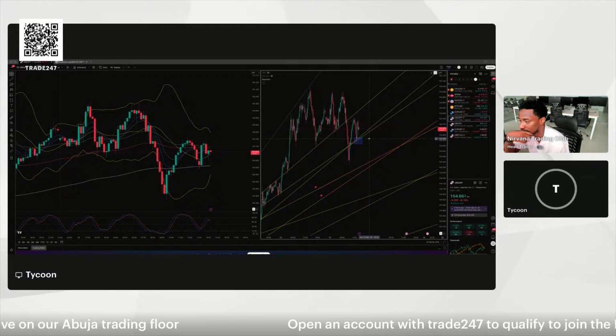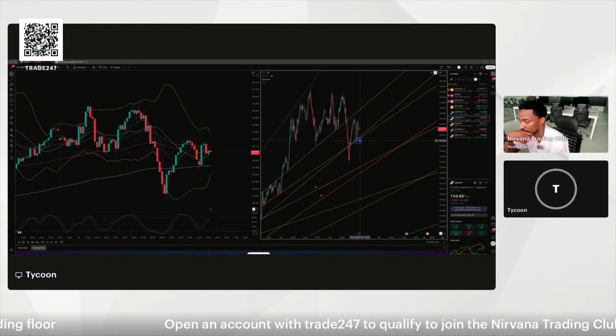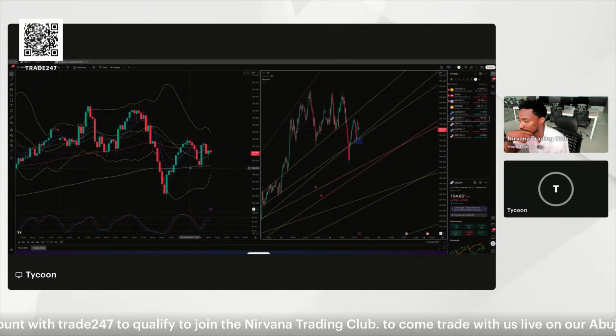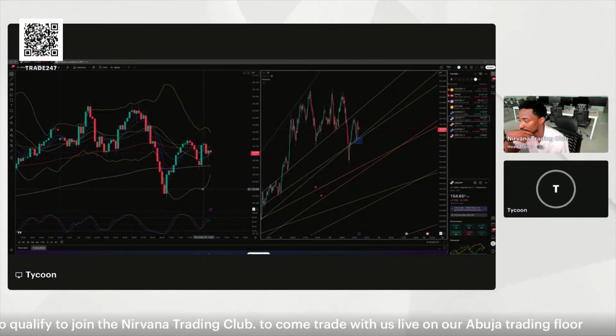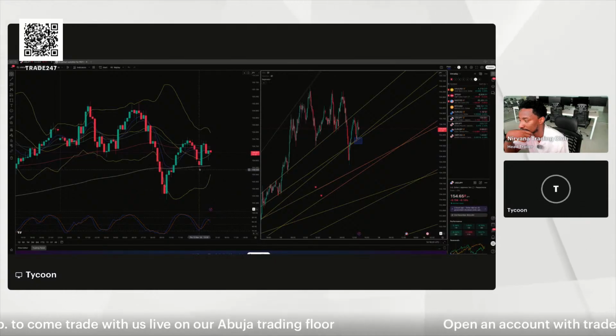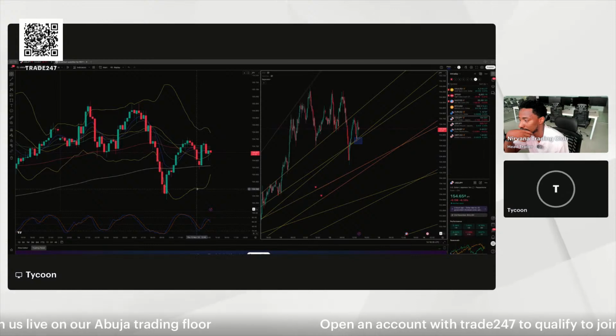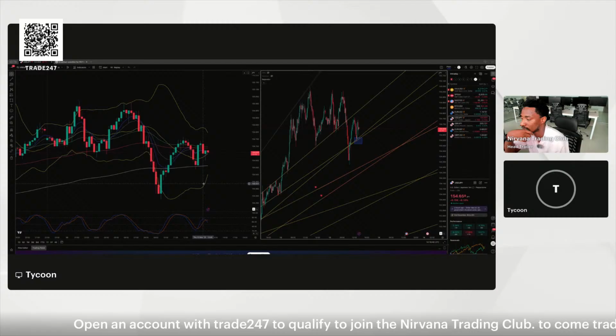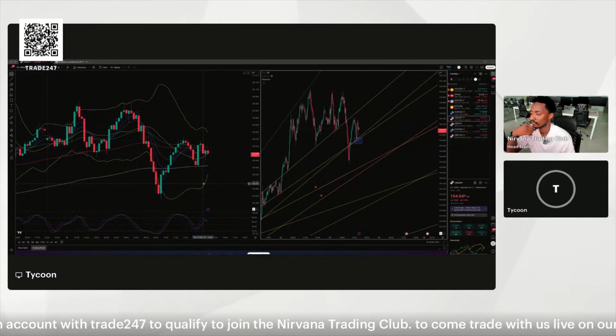The only reason I didn't take this trade was that I usually will not take my confirmations from anywhere besides the bottom of the Bollinger band. But this one came from the 200 moving average. So as I said previously, I try to be as stoic as possible, as rigid as possible with my rules.